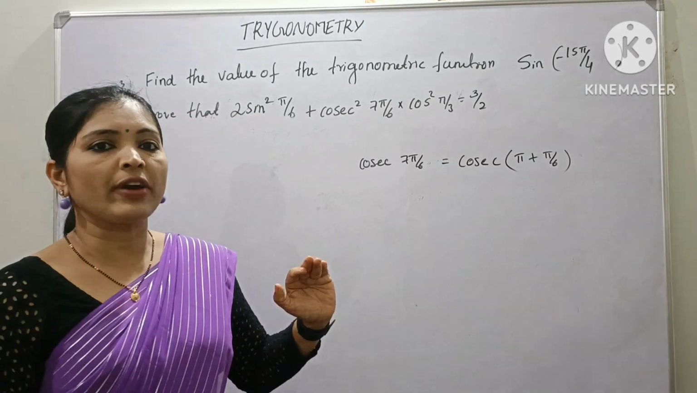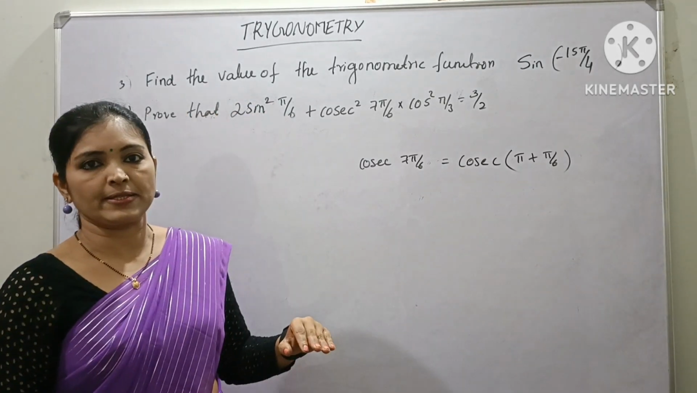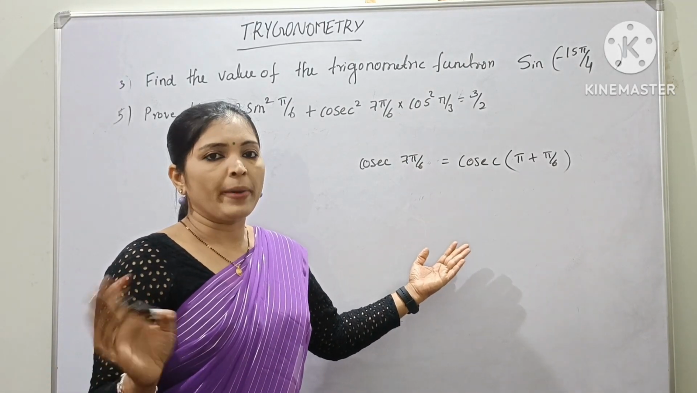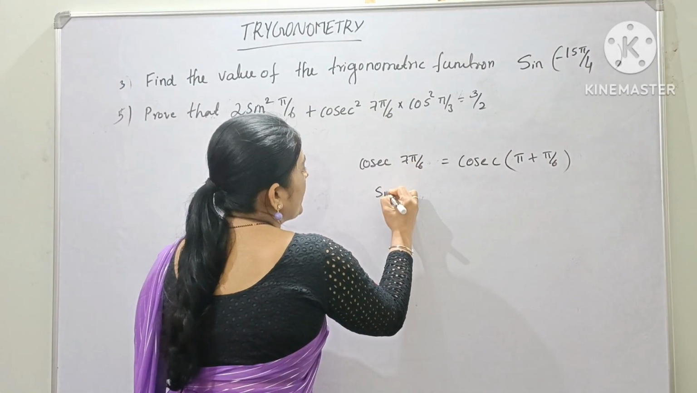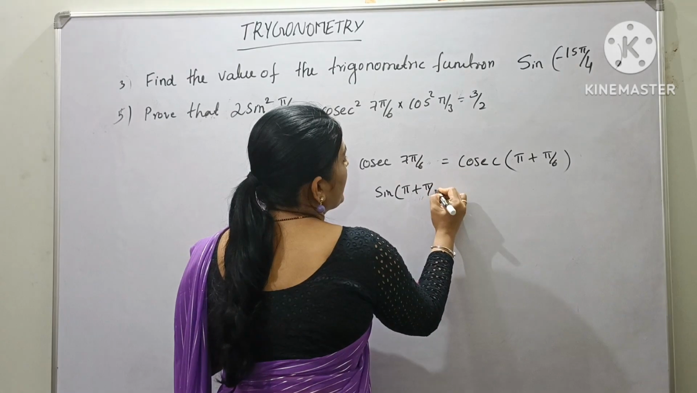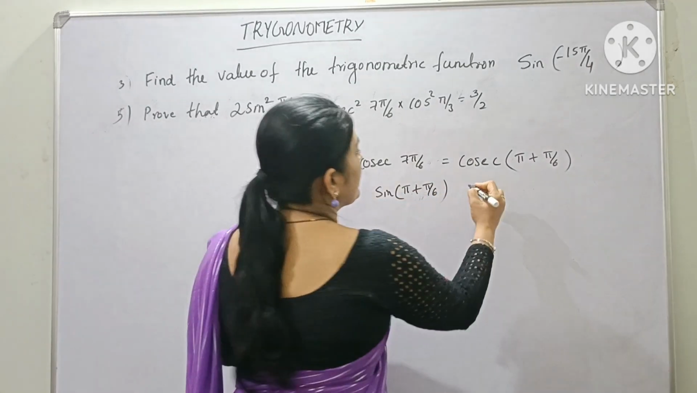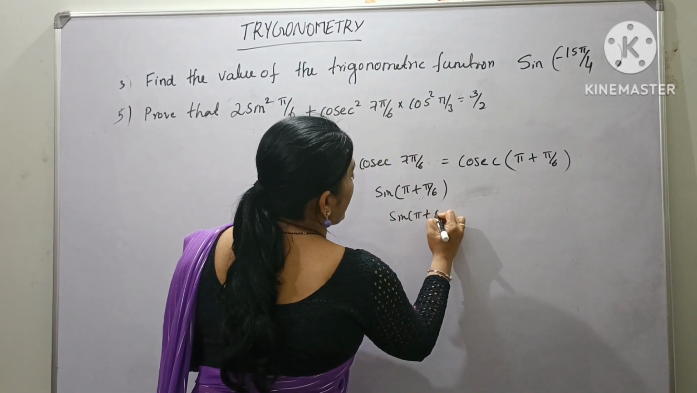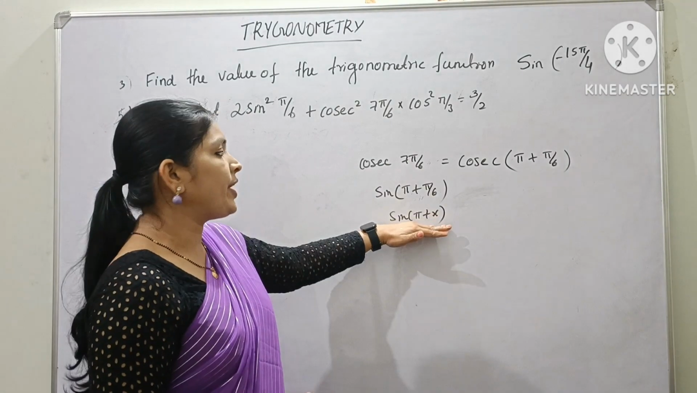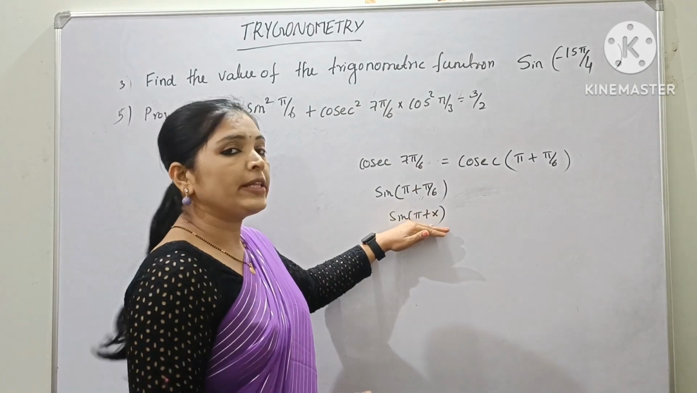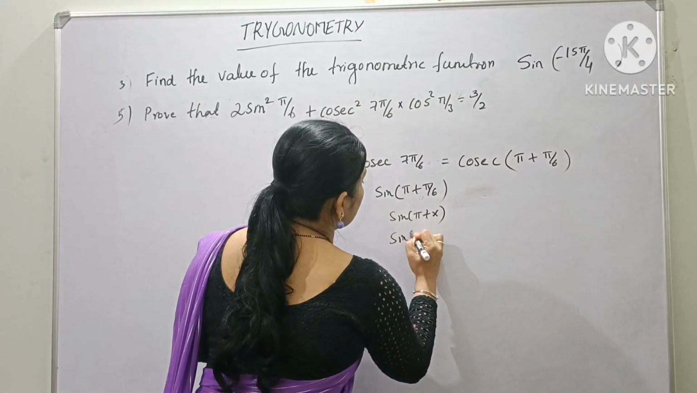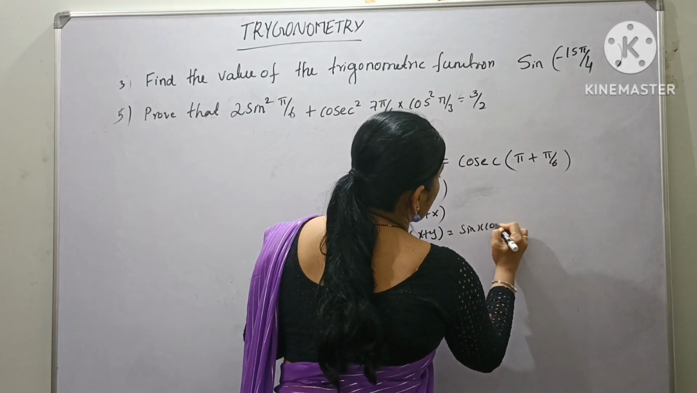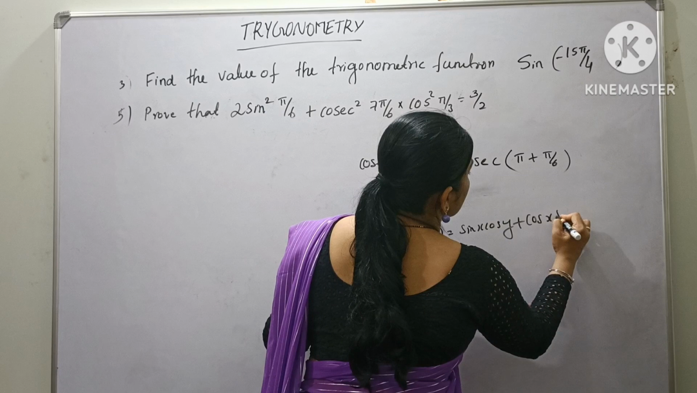So before that, we will find what is sine of pi plus pi by 6. Okay, because cosec is nothing but reciprocal of sine, that is 1 by sine. Okay, so we will find sine of pi plus pi by 6. Okay, for that we should know what is sine of pi plus x. Okay, how to find sine of pi plus x? Applying the formula, that is sine x plus y. What is sine x plus y? Sine x cos y plus cos x sine y.